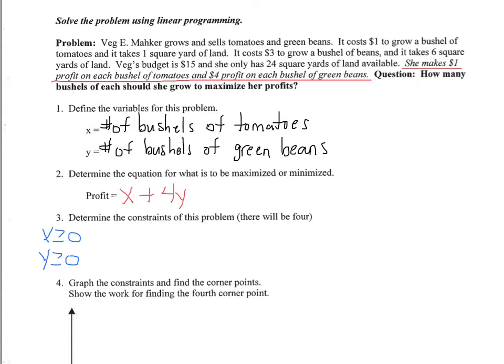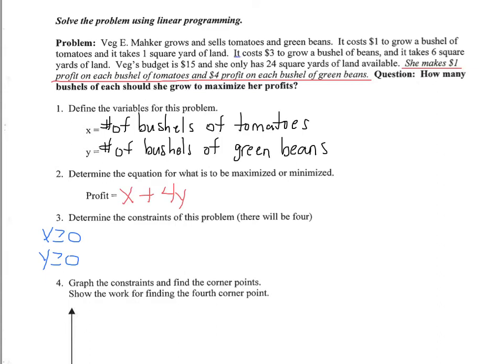Now, the other ones deal with other things that are going to limit what I can do. And the things that are going to limit what I can do are how much money I have in the budget and how many square yards of land I have available. So we got 2 different things with money. We got profit, and we have how much it costs. Let's deal with the money one first.